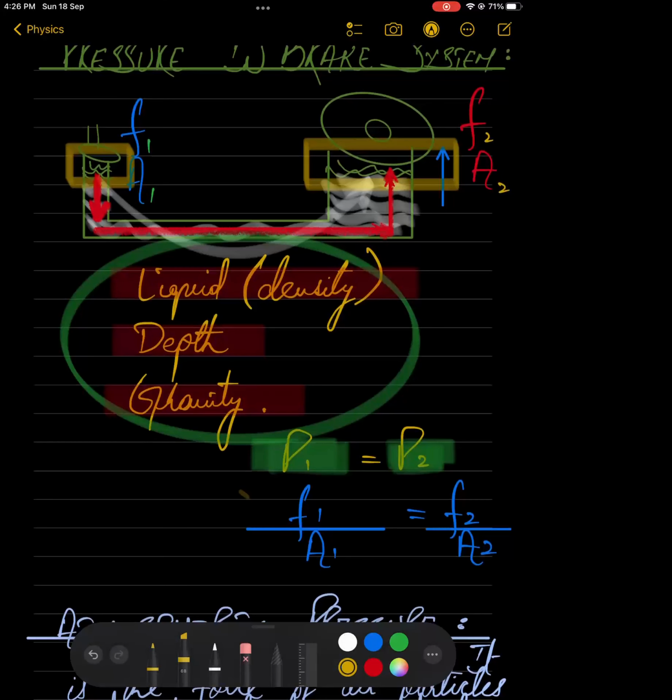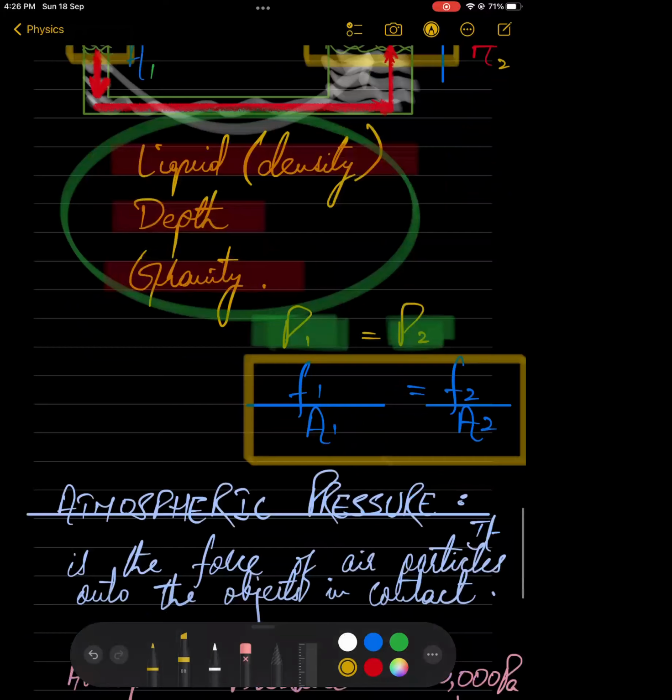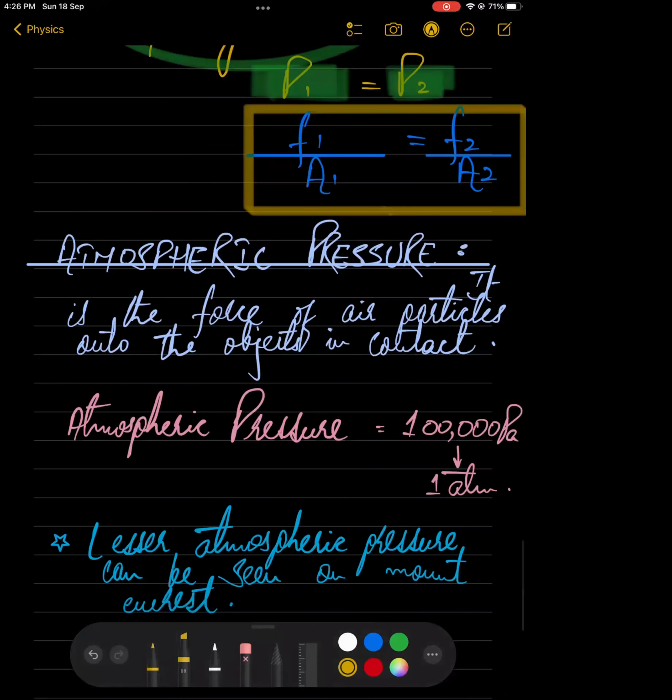and this becomes F1 over A1 is equal to F2 over A2. Now F1 and A1 are the force and area on the left side, and F2 and A2 are the force and area on the right side. Now moving forward, we have atmospheric pressure. What is atmospheric pressure?